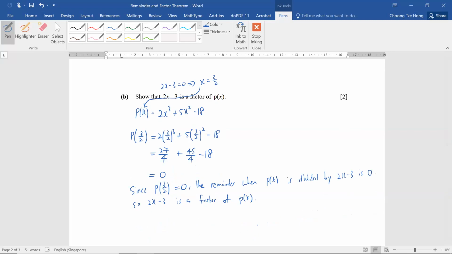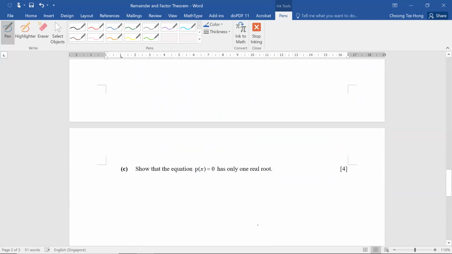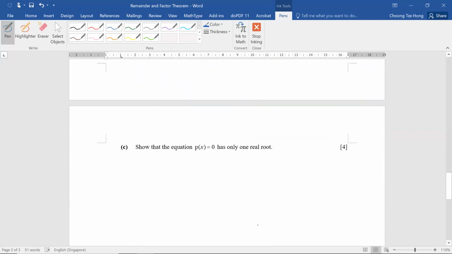Alright, so let's look at part 3. Show that the equation P(x) equals 0 has only one real root. So now we try to solve P(x) equals 0 and show that it has only one real root. Remember, to solve a cubic equation, what we want to do is factorize P(x). So let's go ahead and try to factorize P(x) now.